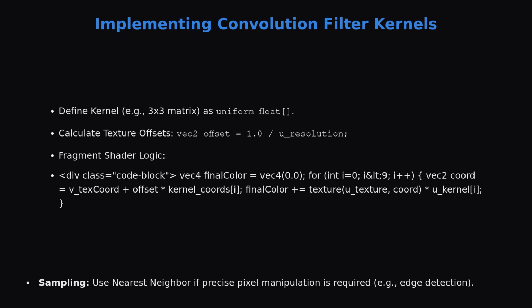In the fragment shader, iterate through the kernel matrix. Sample the texture at the calculated offset coordinates for each kernel element. Multiply the sampled color value by the corresponding kernel weight. Sum all these weighted results to produce the final filtered pixel color output. If precise pixel level manipulation is required for the filter effect, ensure you use nearest neighbor sampling instead of the default linear interpolation to prevent unwanted blurring artifacts.